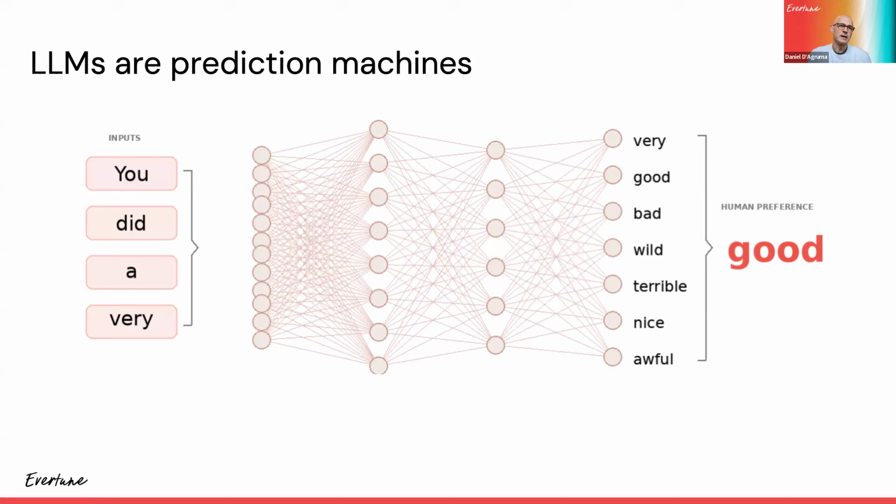So because LLMs are prediction machines, if you happen to say you did a very, the LLM will try to predict the next best word. It might cycle through a few adjectives such as good, bad, wild, terrible, awful, nice. You get the idea, but eventually land on good as the best option for human preference for the next word. Now, the model considered all of these words. It just assigned the highest probability to good given that specific context. It may have chosen another word from that list, but it just rolled the dice, and more often than not, it's going to come up with good. But another one might show up in another instance.